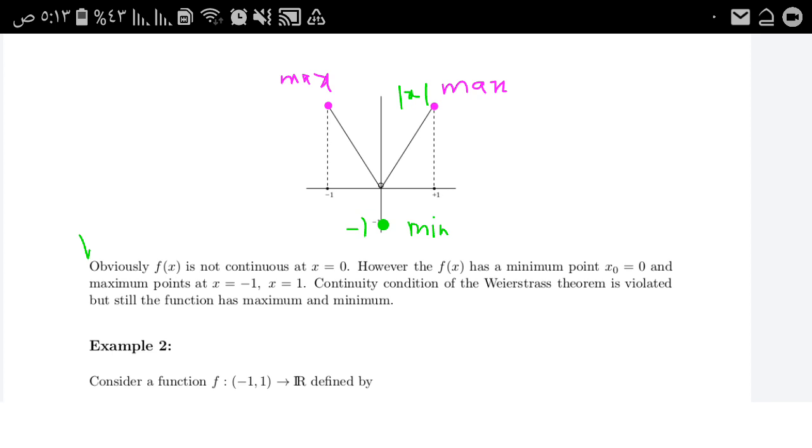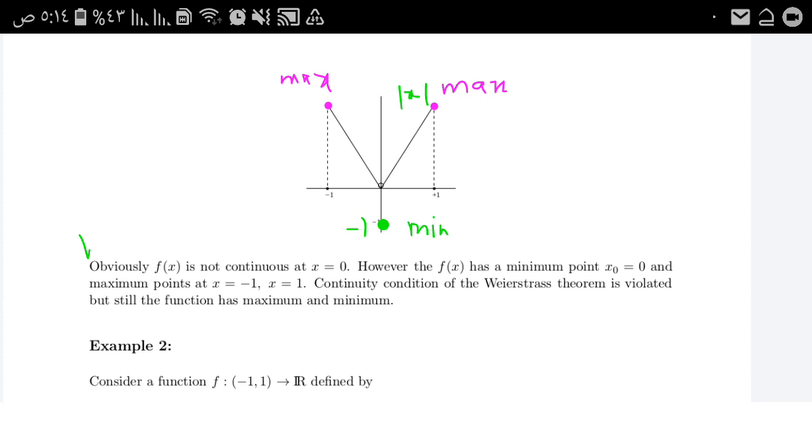No, Mr. Hossein. -1 is not the minimum point. -1 is the minimum value. Okay, that's right. The minimum point is x equal to 0.